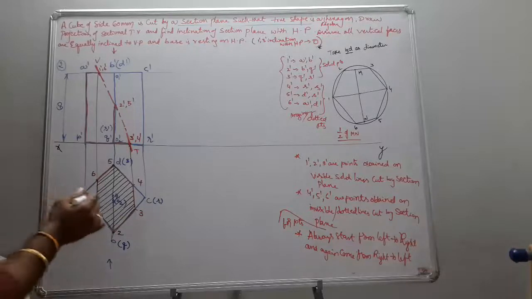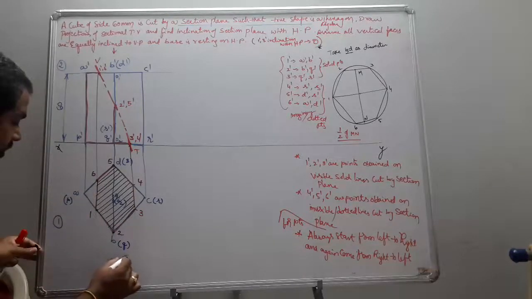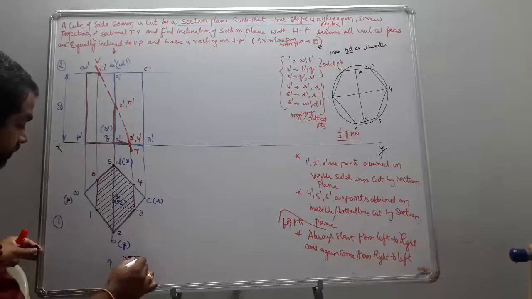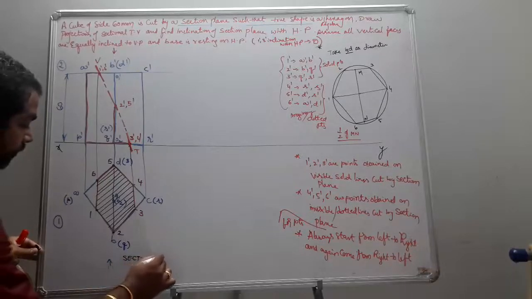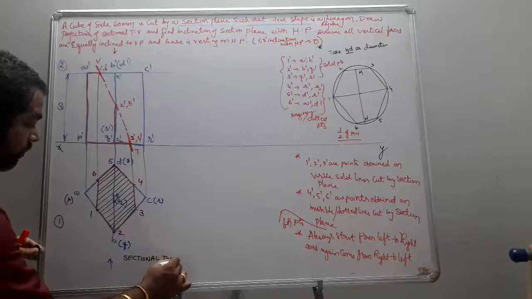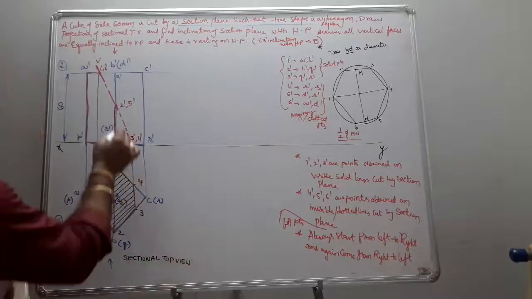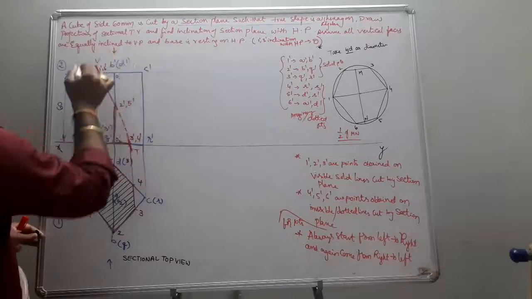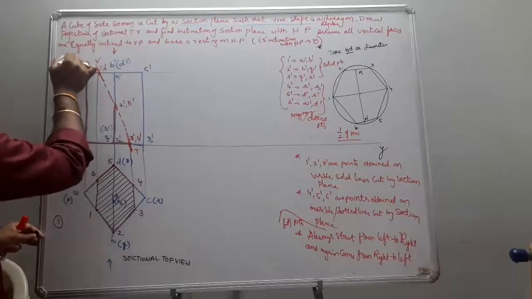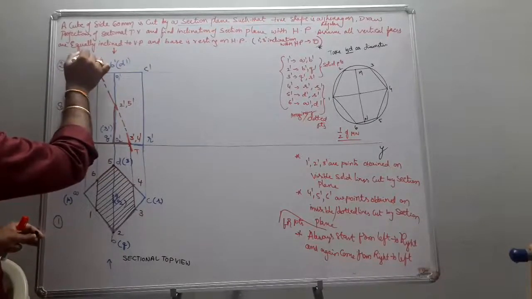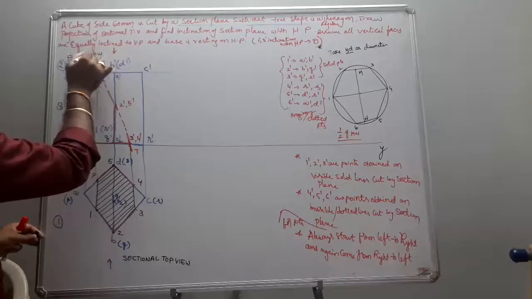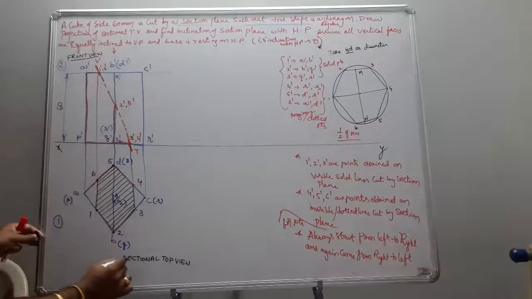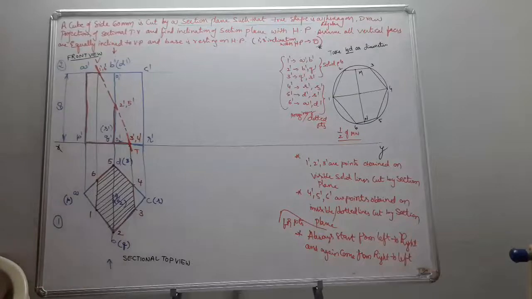Okay, so now we call this the sectional top view. This was just the front view. This was the sectional top view. Now, how can we obtain the true shape? How can we obtain the true shape?